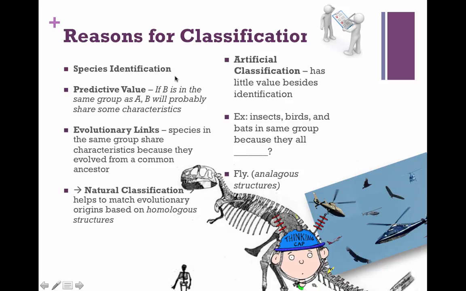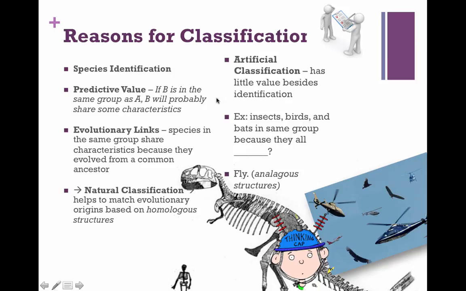There are various reasons for doing classification, obviously to help us identify species. If you're a bird watcher, you go out, you have a book, and you look at various characteristics that help you with species identification. Predictive value: if B is in the same group as A, then B will probably have or share some of those same characteristics. Evolutionary links are important. Species in the same group share characteristics because they evolved from a common ancestor. So if we're looking at the pentadactyl limb, for example, we can see that all of them who share this pentadactyl limb form evolved from a common ancestor, and it helps us to draw some conclusions and understandings about that.